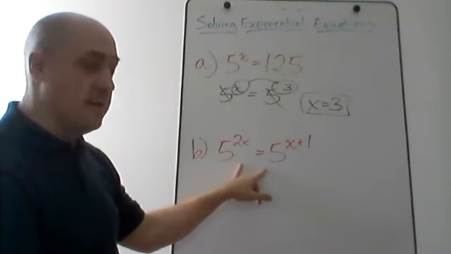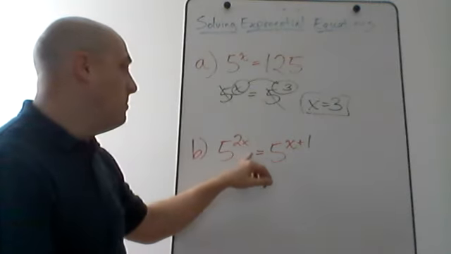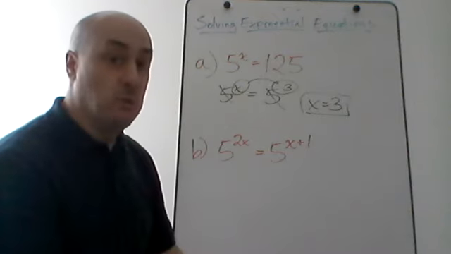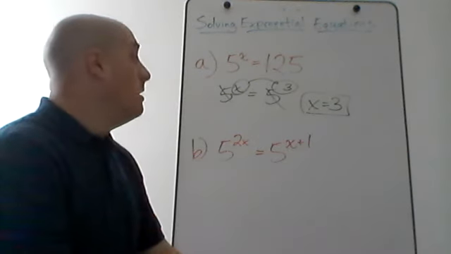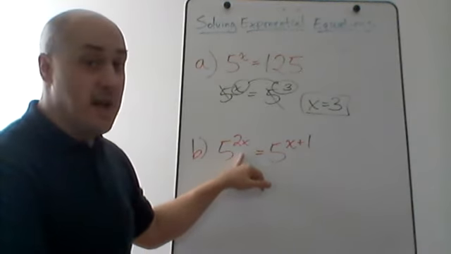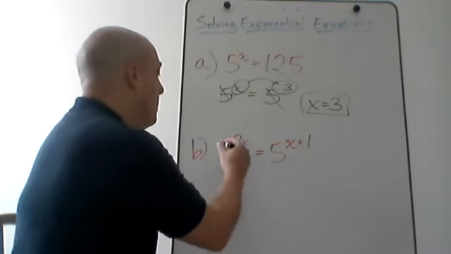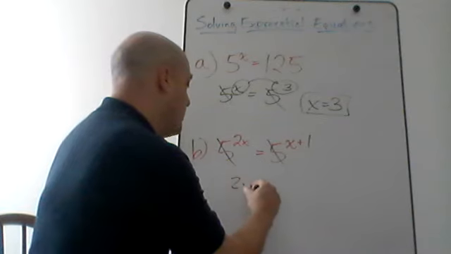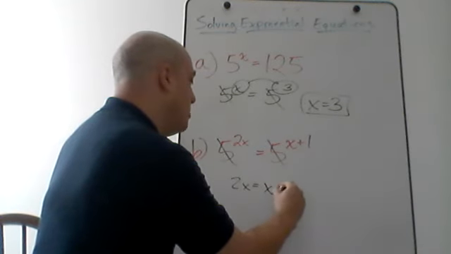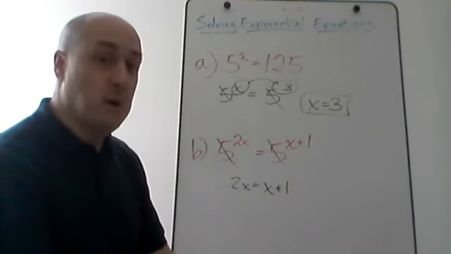All right, so the next one down here, example B, we have 5 to the 2x equals 5 to the x plus 1. One side of the equation is a 5 raised to a power. The other side is the same base, 5, also raised to a power. So the bases don't matter now. The exponents have to match. So 2x has to equal x plus 1.